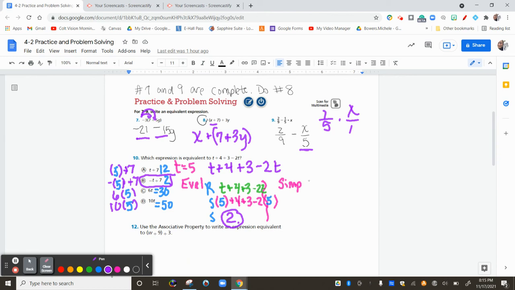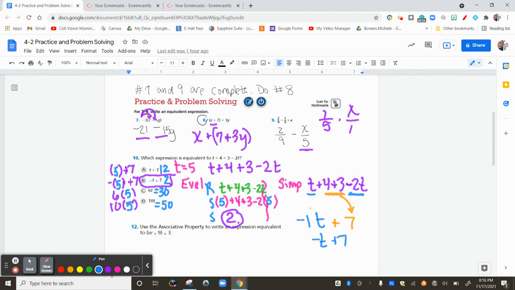So my other option is to simplify. So I have the expression t plus 4 plus 3 minus 2t. And I notice that in the middle here, I have 4 plus 3. Well, I know 4 plus 3 is 7. So that's done. And then I also have t and subtract 2t. So t minus 2t is just negative 1t. So negative 1t plus 7. Well, that's just like b, isn't it? Because negative t is really just negative 1t plus 7, and that is equivalent.